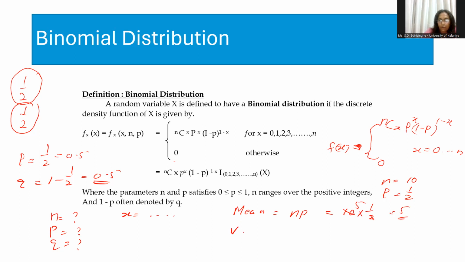So how can we find the variance? Variance is NPQ. Let's say n equals 10, p equals half, and q equals half. Then we can multiply these together: 10, half, again half. Can you try to solve the problem? Here 5, so 5 divided by 2, that is 2.5, no?